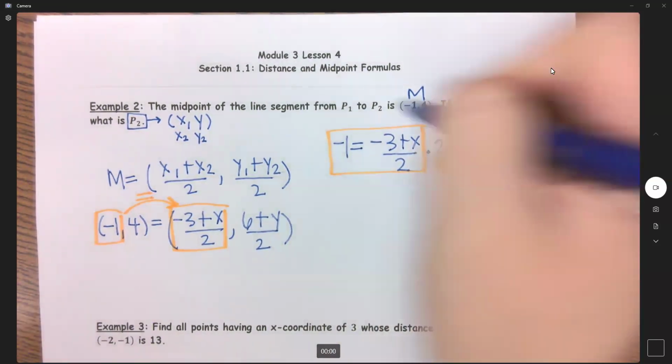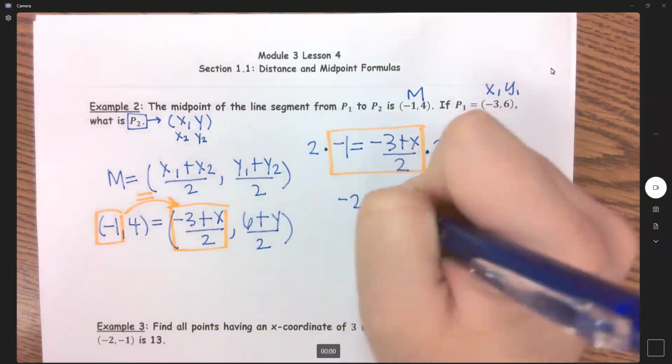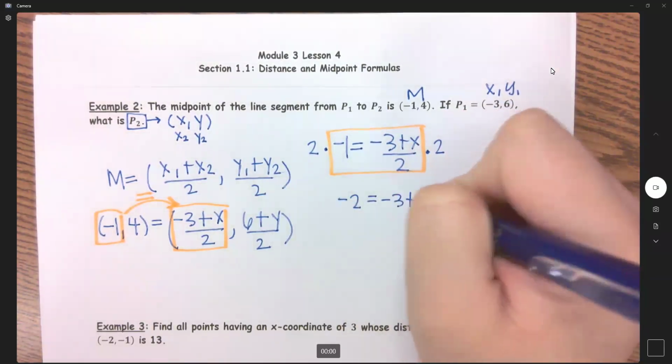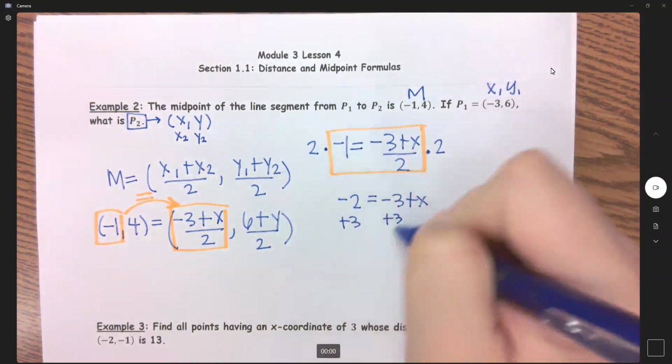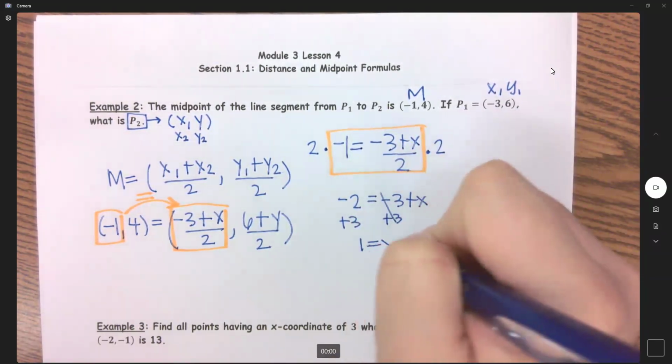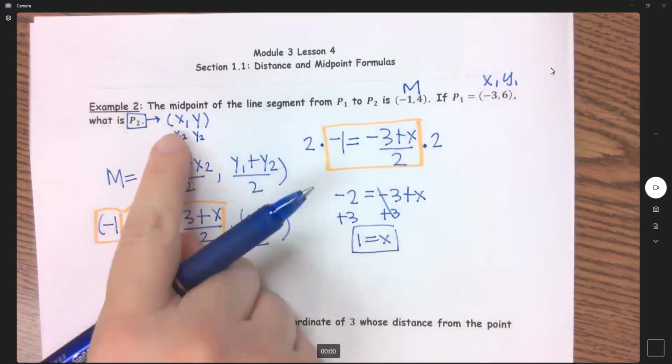So we need to multiply 2 over. So I've got -2 equals -3 plus X, and then we will add our 3 over to get 1 equals X. So there is my X coordinate to P2.